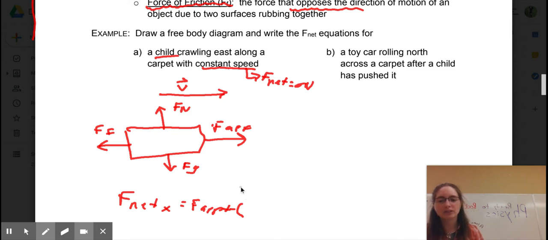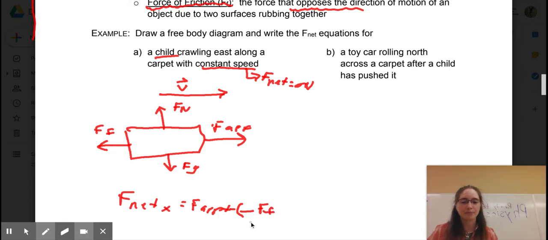Plus, however, let's look at our direction for that force of friction. That direction is going in the opposite direction of our force applied. So that means it must have a negative value. So plus the negative force of friction. Okay, so that is our Fnet on the x.